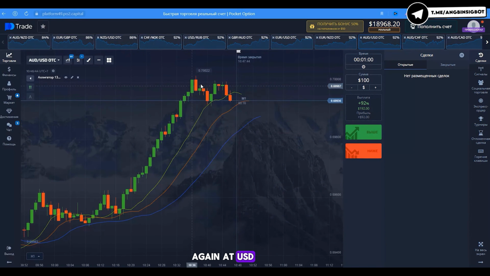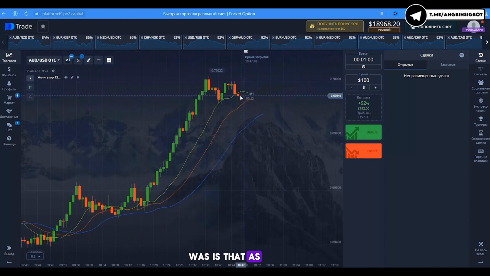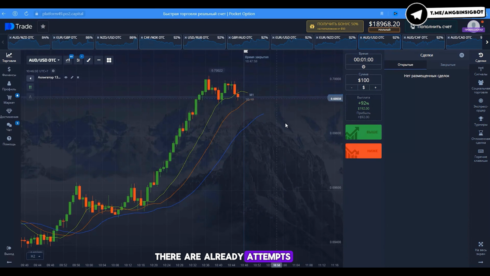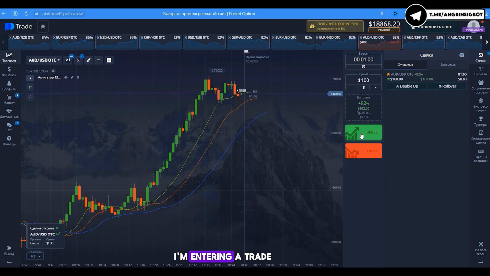Again out USD, the trend was very strong, it rose high. The reason I said that is, as we can see at the end, there are already attempts at a decline, and the trend may change. In any case, there has been a lot of activity, so there will either be an increase or a sharp decline. Each of these movements will be easy to catch. I'm entering a trade.